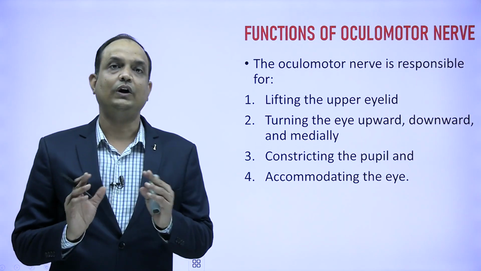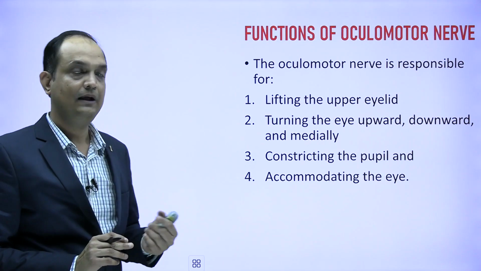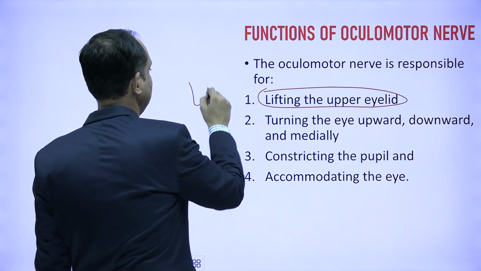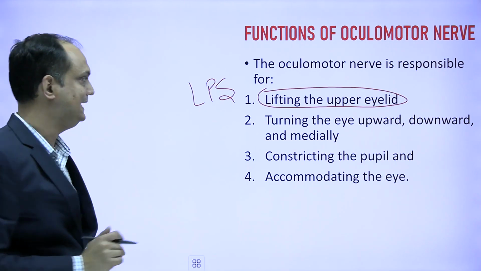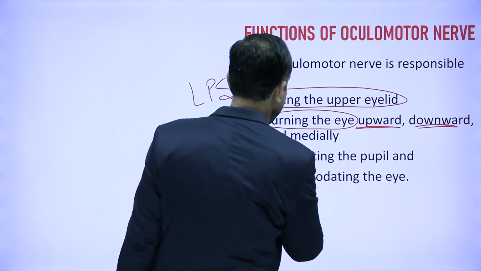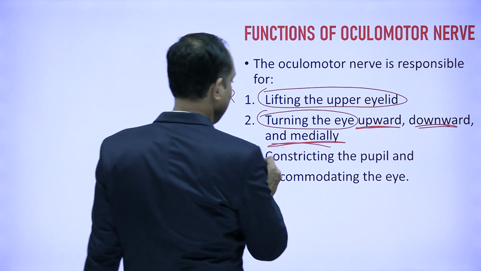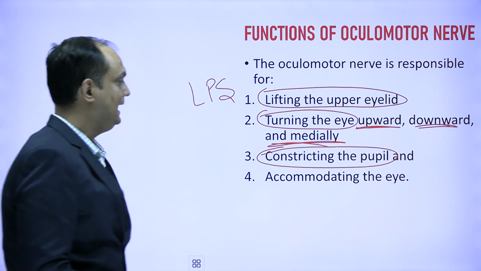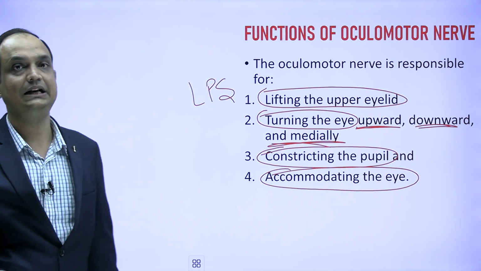Now, what are the functions of the oculomotor nerve? In a nutshell, there are 4 important functions. First, it is responsible for lifting the upper eyelid, because it supplies the levator palpebrae superioris and its smooth component. Second, it is responsible for turning the eye upward, downward and medially, because it supplies the extraocular muscles. Third, it is responsible for constriction of the pupil, because it is parasympathetic to the sphincter pupillae. Fourth, it is responsible for accommodation of the eye, because it supplies the ciliaris muscle.